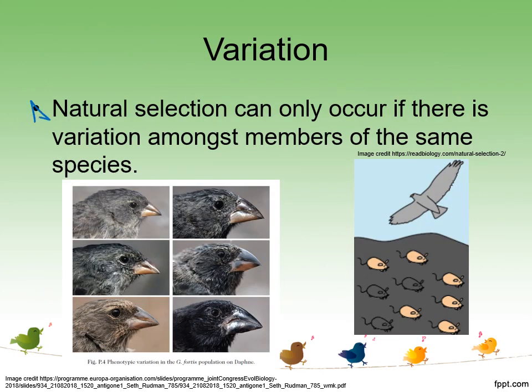So natural selection can occur only if there's some variation amongst the members of the same species, and technically the same population. They need to be in the same space at the same time. This variation allows for some organisms to be more fit than others. Here we have some examples of finches in the Galapagos Islands, and we can see the variation in their beaks for sure, and then also some variation in coloration.